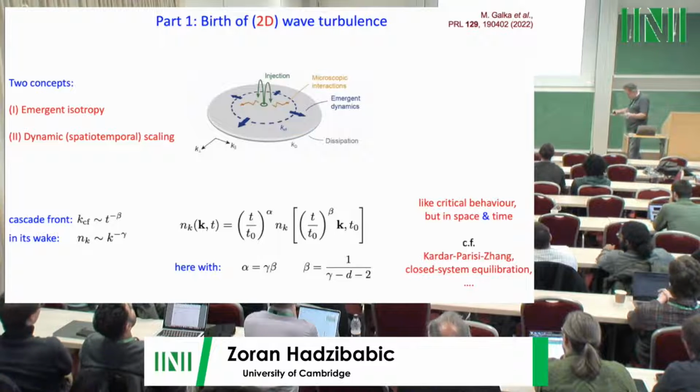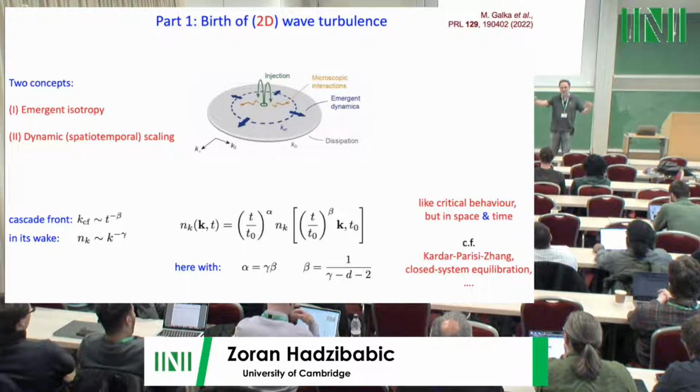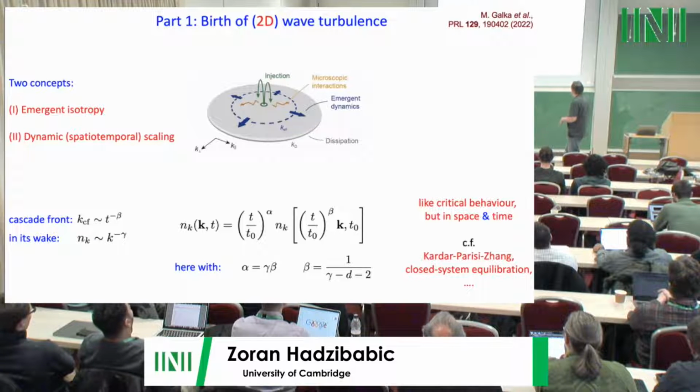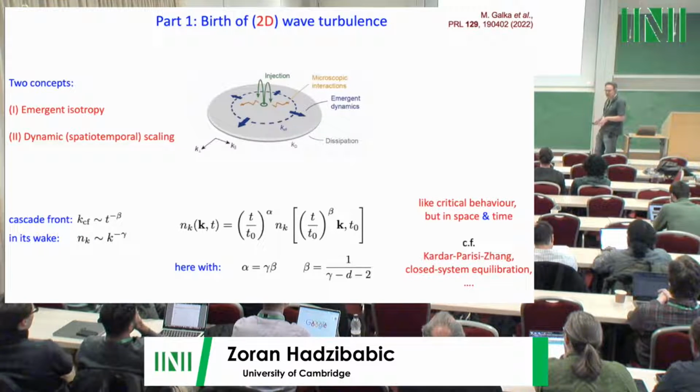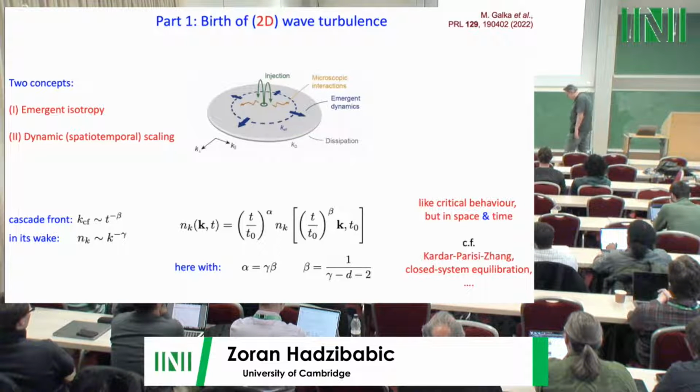It is like critical behavior for, say, phase transitions in condensed matter physics, except now it's spatial self-similarity in both space and time. It is the same maths that appears in Kardar-Parisi-Zhang scaling in classical physics, surface growth. It's the same maths that appears in the dynamics of closed quantum system equilibration, which you could say is turbulence, as Natalia has done a lot of work on.